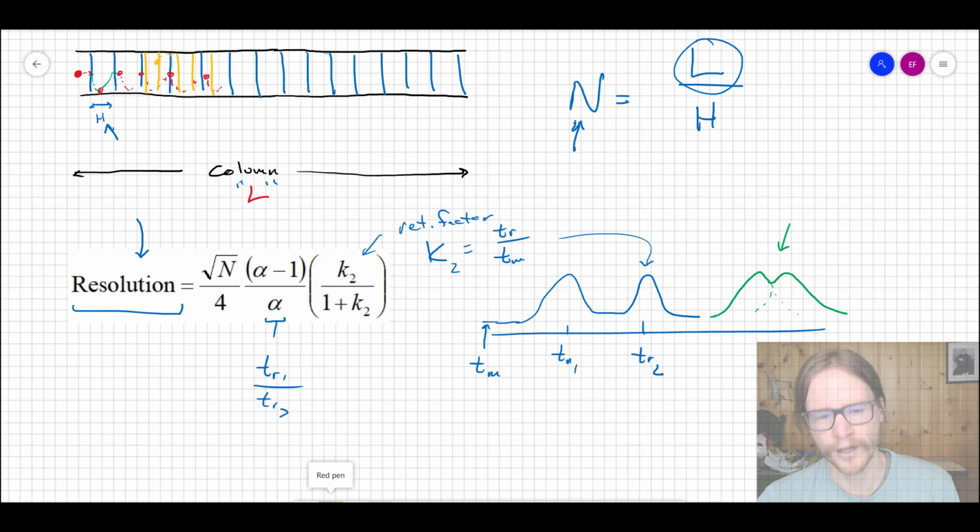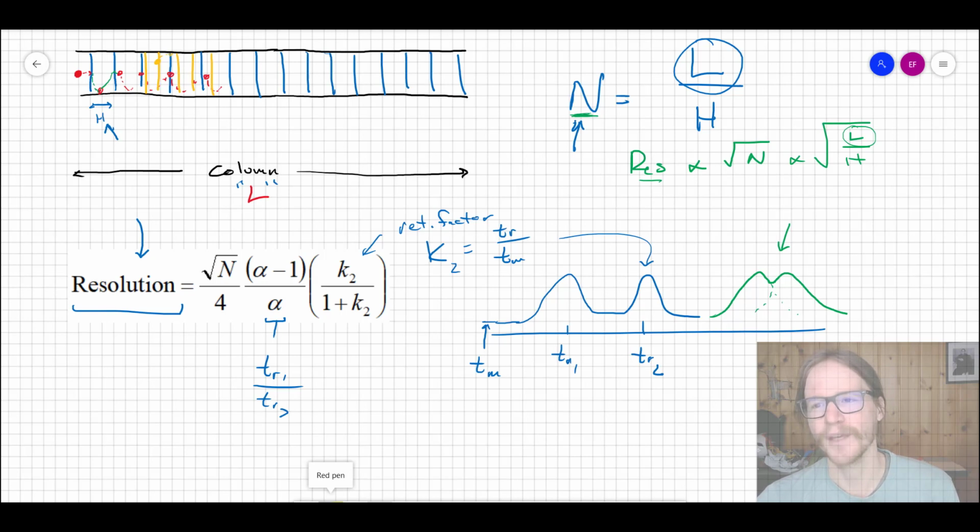Well, if I want to think about that, resolution is going to be proportional to the square root of the number of plates, which, if we think about what the number of plates are here, means it's going to be proportional to the square root of the length of the column divided by the plate height. And so if we want to increase the resolution of our separation, one thing we could do is crank up the length that we're separating this thing over, right?